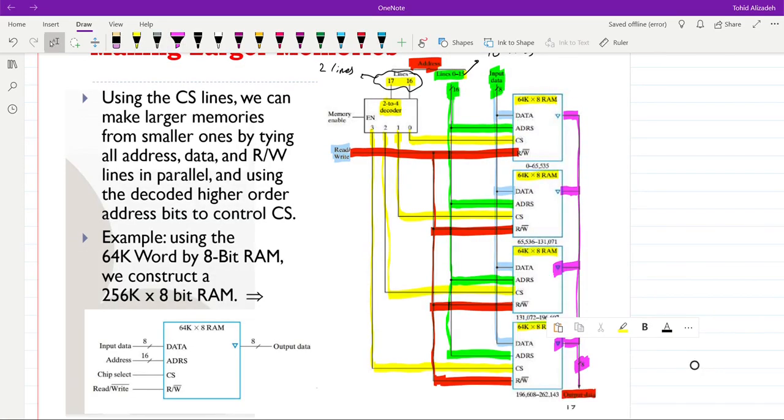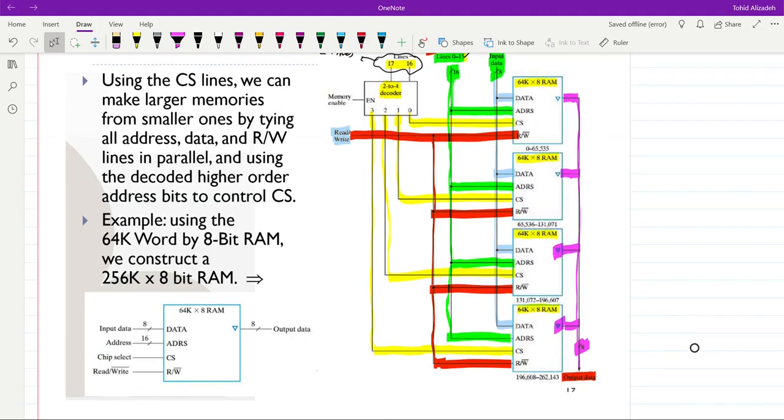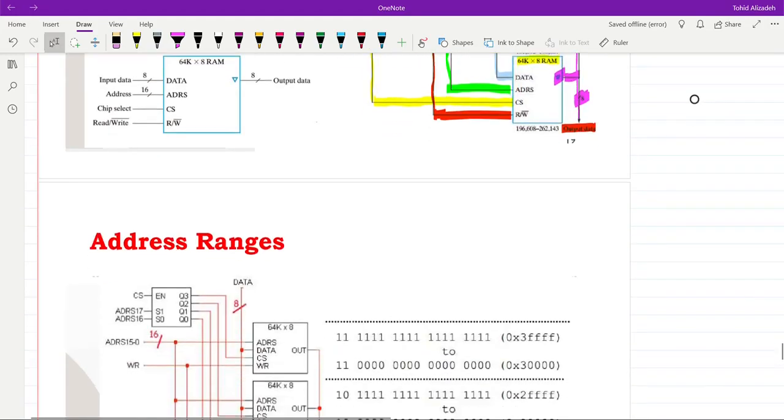Yeah, we just put the memory ICs one underneath the other one. We use the least significant bits of address lines in order to provide the address to each one of them, and the most significant bits in order to pick one of those ICs. This is the general approach that you can take in order to increase the size of your memory by combining smaller size memory ICs.